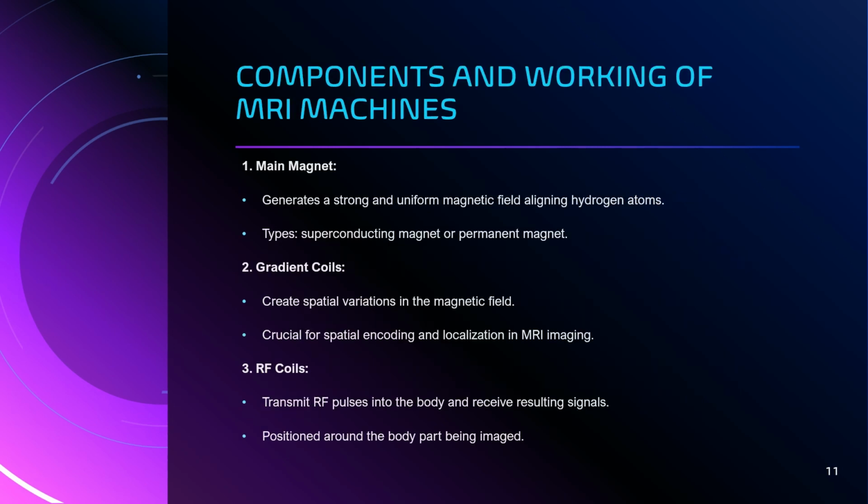Now coming back to the instrumentation part, MRI contains the following main components. The first one is the main magnet. It generates a strong and uniform magnetic field aligning hydrogen atoms inside the body. The second one is gradient coils. They create spatial variations in the magnetic field. The third ones are RF coils, also known as radio frequency coils. They transmit pulses into the body and receive the resulting signals.